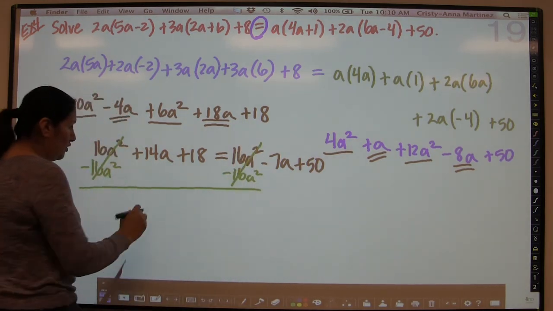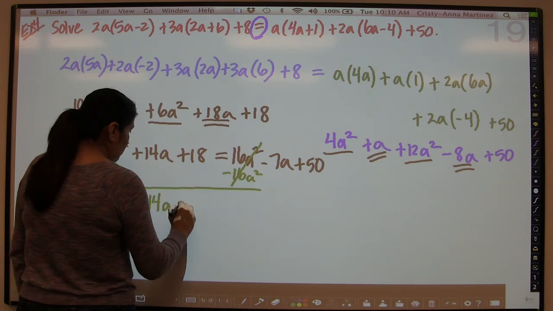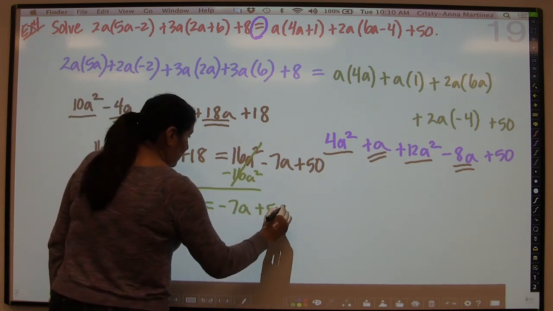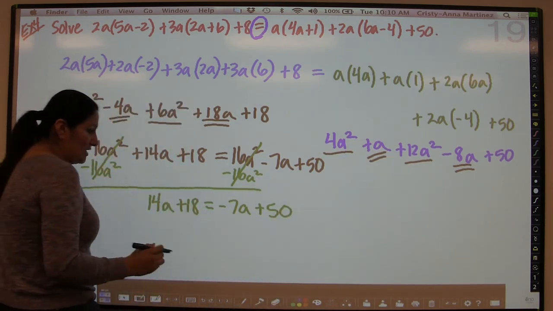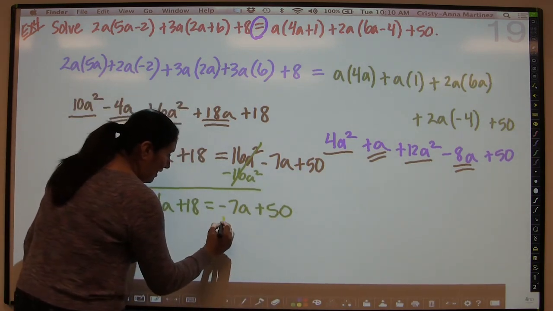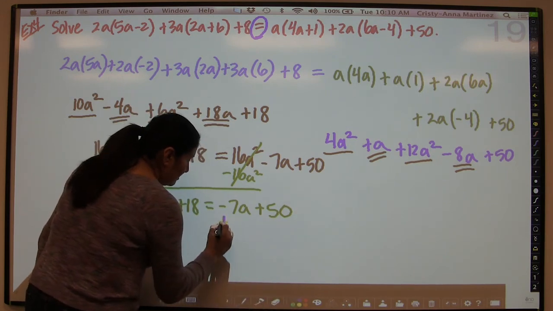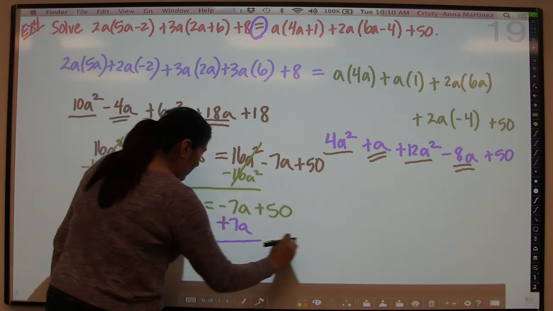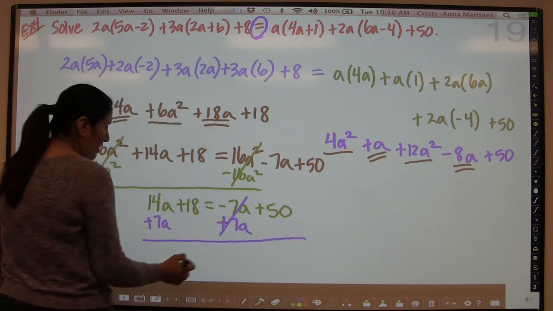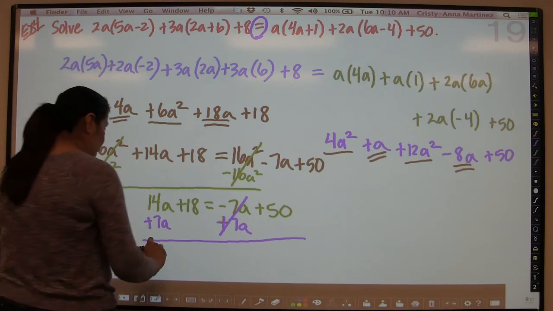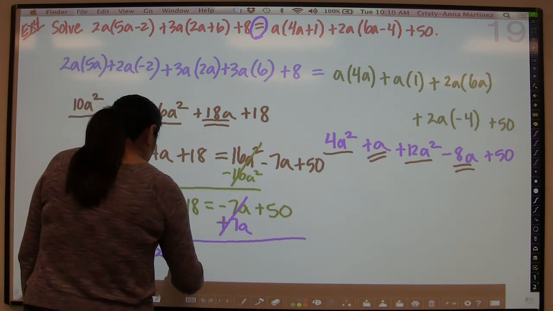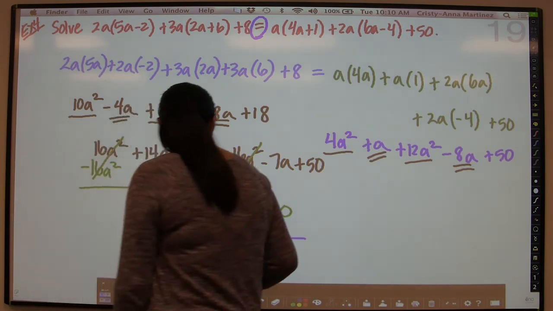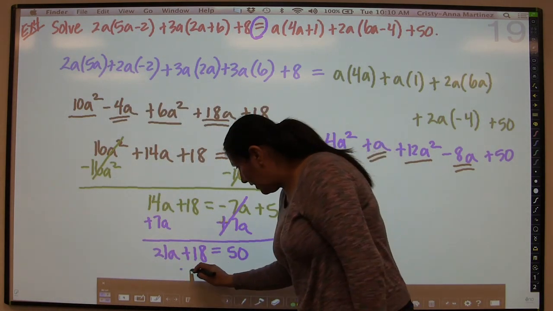So we got lucky with that, and you're going to end up with 14a plus 18 equals negative 7a plus 50. And again, to try to combine the a's on the same side, I am going to now add these 7a's over here because I'm moving it from one side to the other. So they're going to cancel on the right, but they don't cancel on the left. 14 plus 7 is now 21a plus 18 equals 50. And to move the 18 to the other side, I will now subtract it.